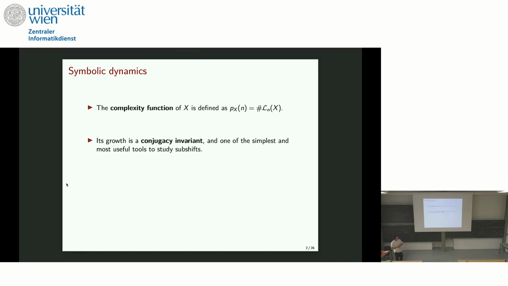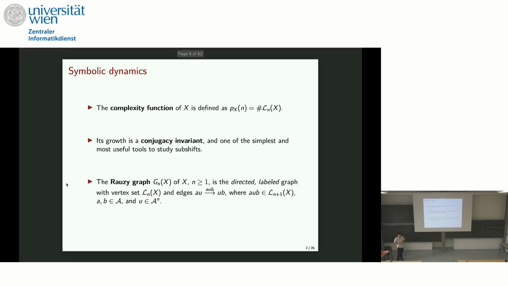Okay. So dendricity is motivated by the study of the complexity function. The complexity function counts the number of different words of a given length in the subshift. It is a very old invariant. More precisely, the growth of it is a conjugacy invariant. So we can use it as a classification tool, and it's one of the simplest and most useful classification tools that we have to study subshifts. At the same time, it is very coarse. It doesn't say much about the subshift.